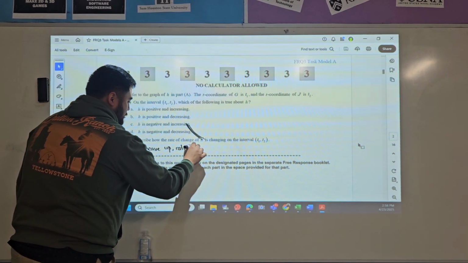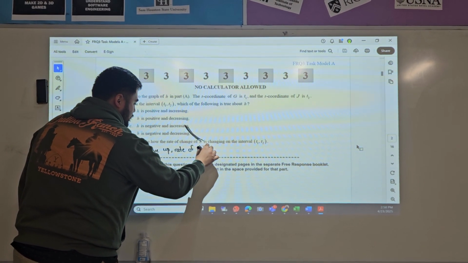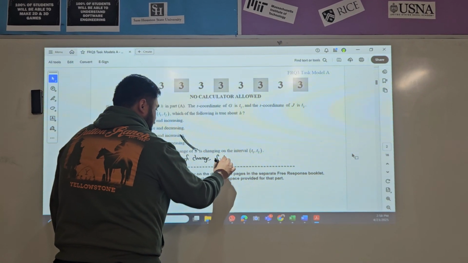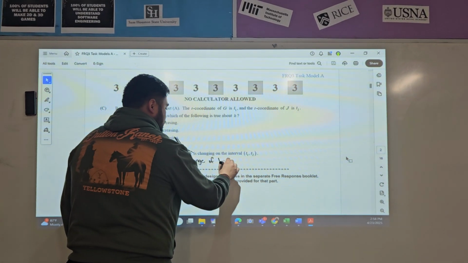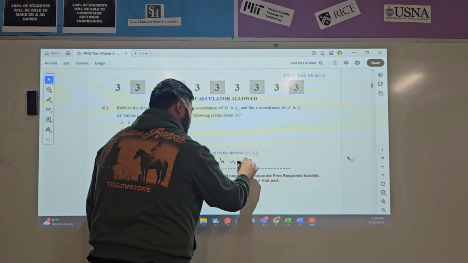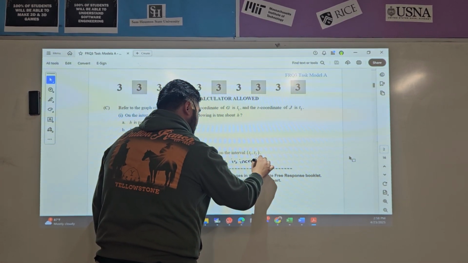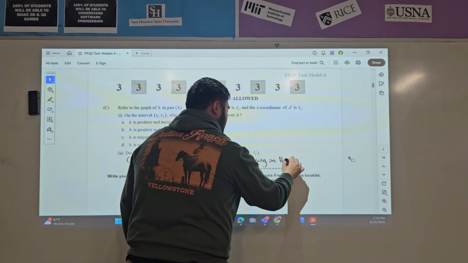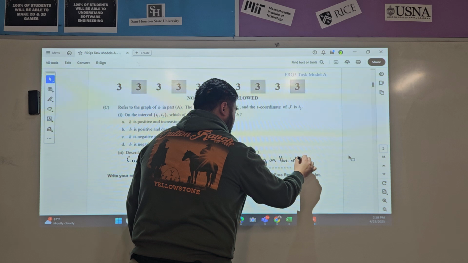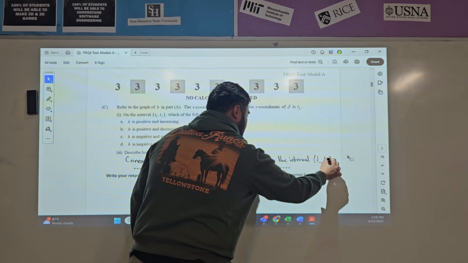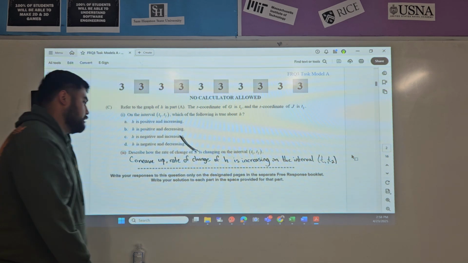Rate of change of function is increasing on the interval T1, comma, T2. And there you go, right?